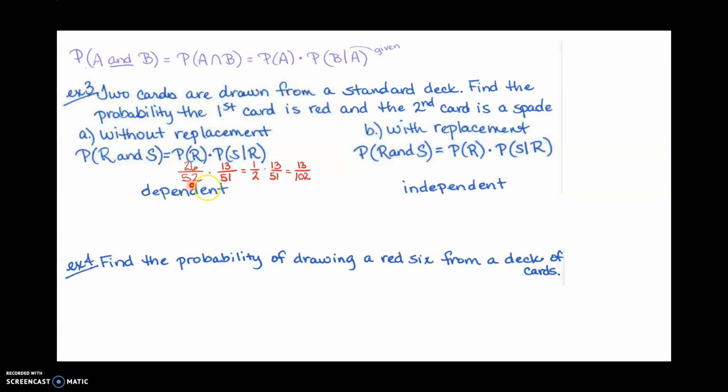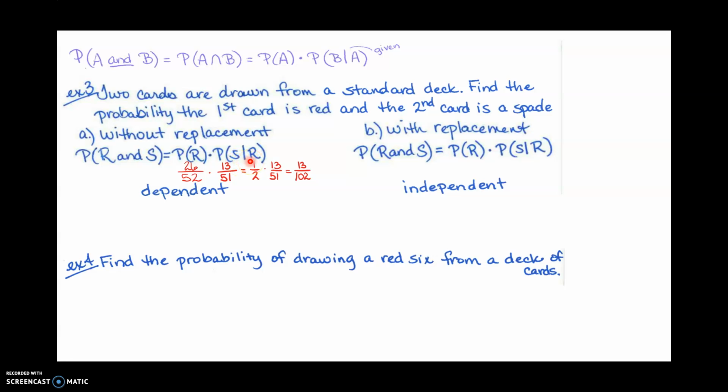So 26 out of 52 is 1/2, so 1/2 times 13 over 51 is going to give me 13 over 102. Now, those two things are called dependent. They're dependent when this given changes this probability.